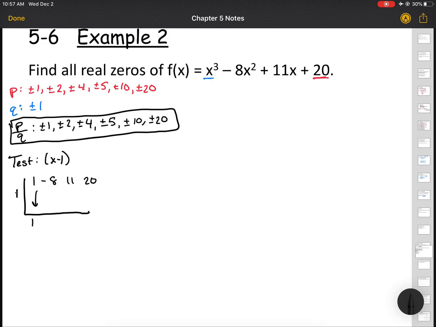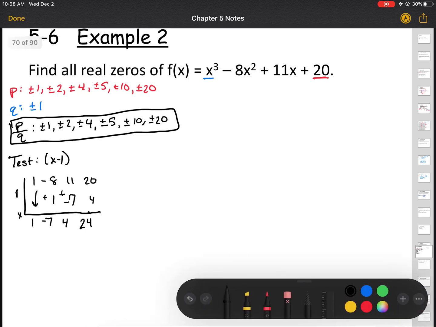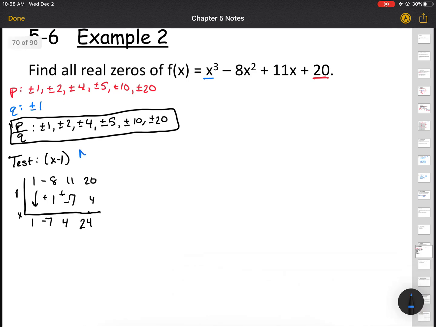Drop down the first one. 1 times 1 is 1, and I get negative 7, and adding 11 and negative 7 gives me 4, and 4 times 1 is 4, and I got 24. Well, since 24 didn't end up being 0, that cannot be a factor of my polynomial, because in order to be a factor, I have to get a 0 back as a remainder. So this one is not a factor, so I can't use x minus 1.